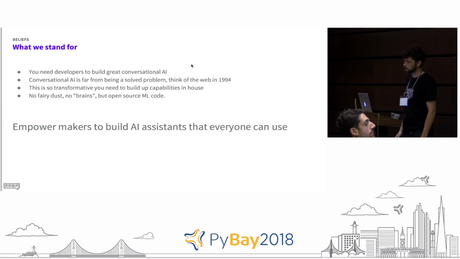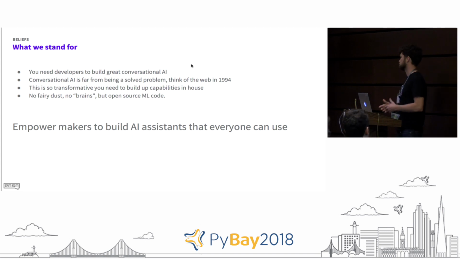Like we said, this is important enough that you should be building up your own capabilities and not just relying on Google or Microsoft or someone to provide you with an API that does all the hard stuff for you. And finally, no fairy dust, no pictures of brains, no nonsense about artificial general intelligence, just open source implementations of ML. And that's our mission, to empower makers to build AI assistants that everyone can use. Because I think making computers understand us in natural language is a really important part of making technology more inclusive across generations, across demographics.